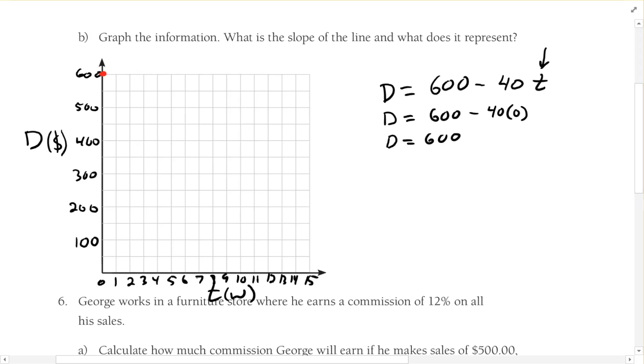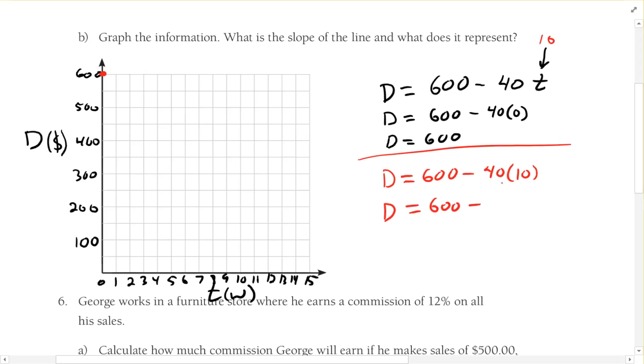Okay, we don't need to do every single one of these, but let's just do it at maybe week 10. So at week 10, we're just going to put a 10 in place of t. So let's do another one. d is equal to 600 minus 40 times 10. That's 400. So then d is equal to 600 minus 400. That's 200. All right, so now we know that d is going to be 200 when t is equal to 10.